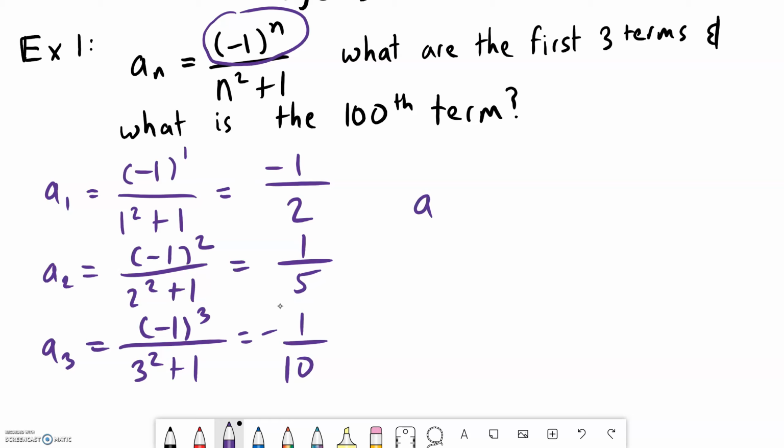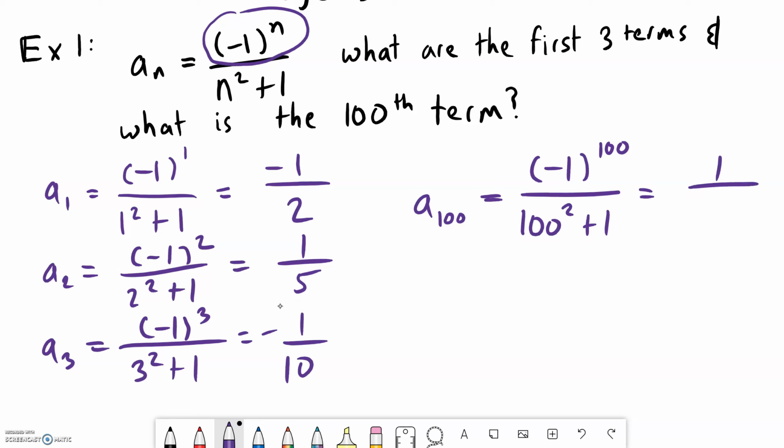And then of course we want to find the hundredth term, right? So that's just -1 to the 100th power. It's even, so we know it's basically positive. And then this is a positive 1 over, right? What is this, 4 zeros, like this? Yeah, that is it. So that's our first example.